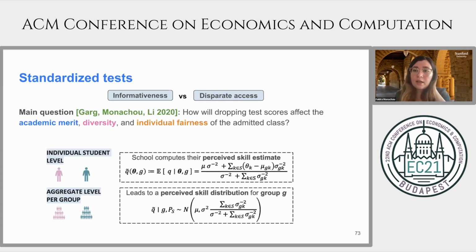So again, as in what we have seen, the school will observe the group and available features of an individual applicant and estimate the skill of that student. And what happens here is something new. So the school will repeat this process for all applicants. So at an aggregate level per group, the school will eventually get a perceived skill level distribution per group now. So this is the distribution in the second box.